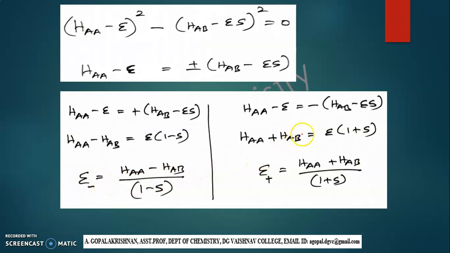Are you clear? And this is very, very important. HAA involves Coulomb integral, HAB involves exchange integral. So you should be very careful here.